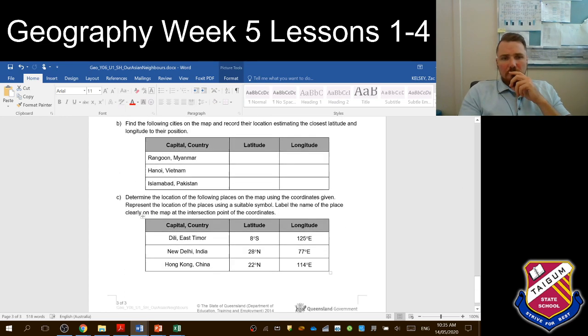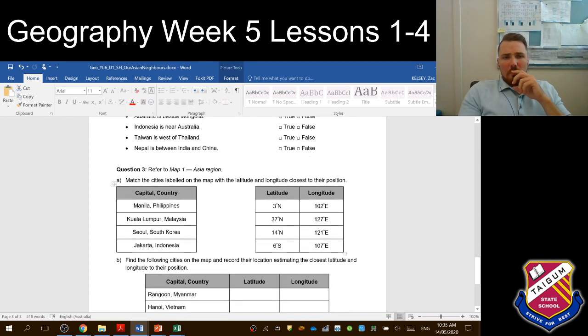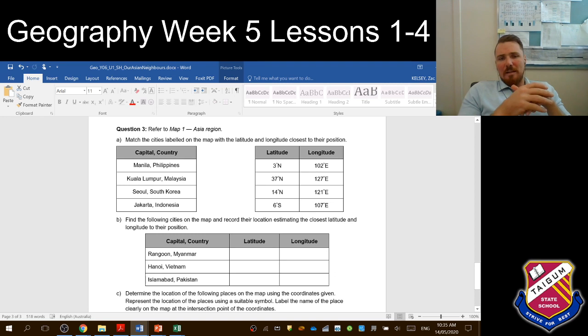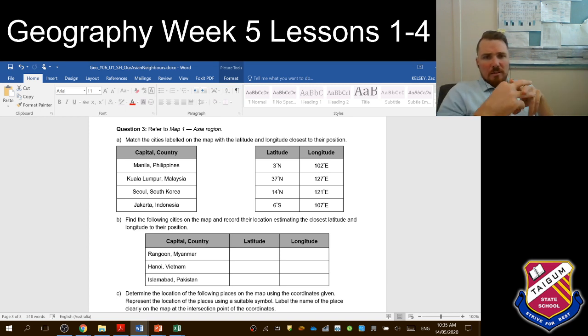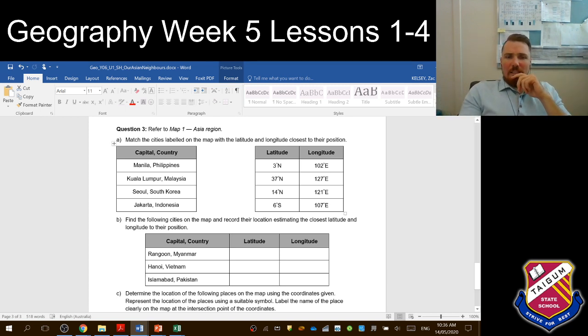Okay. So we've got a couple more questions here. I'm going to read them out. I know there's a lot to this activity sheet, but you're working through it over the course of 3 or 4 days, so you don't have to do it all at once. It says, match the cities labelled on the map with the latitude and longitude closest to their position. So capital and country. Manila in the Philippines, latitude and longitude. So these need to be matched to the city that they match.